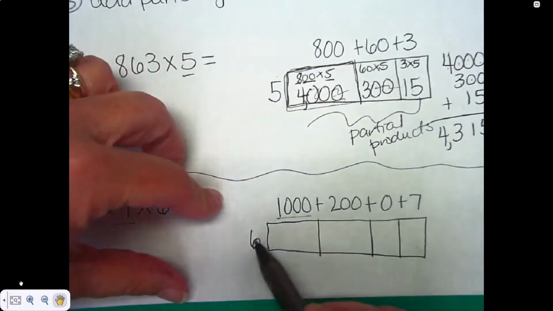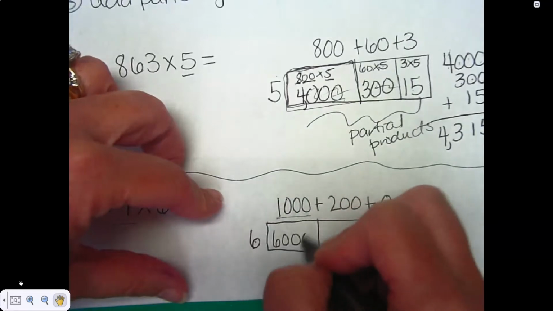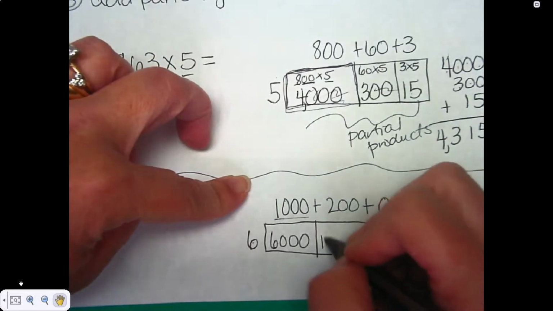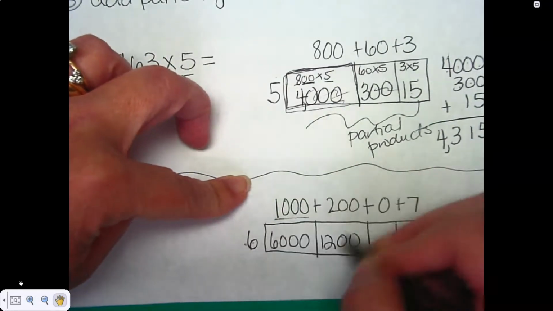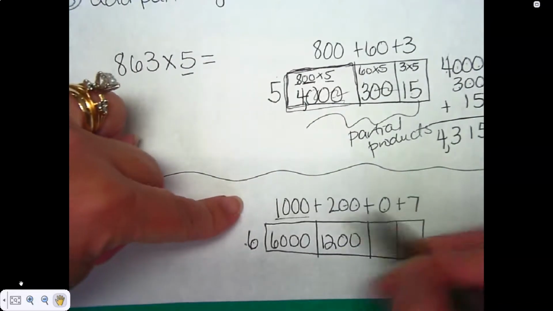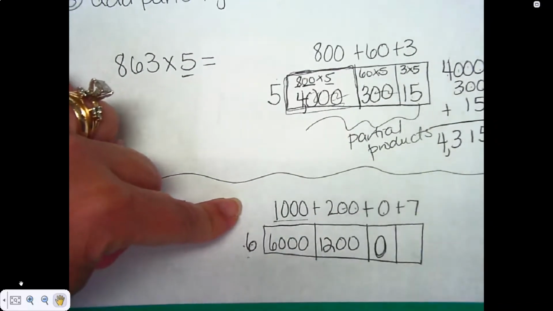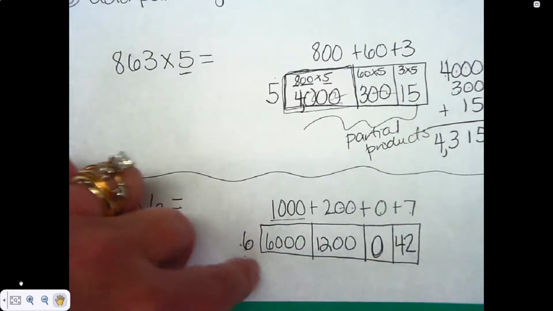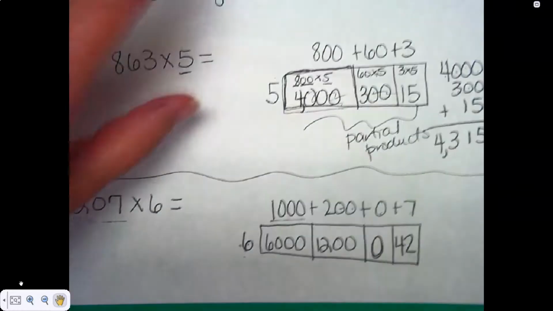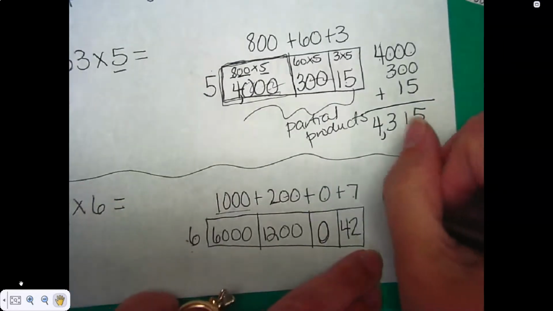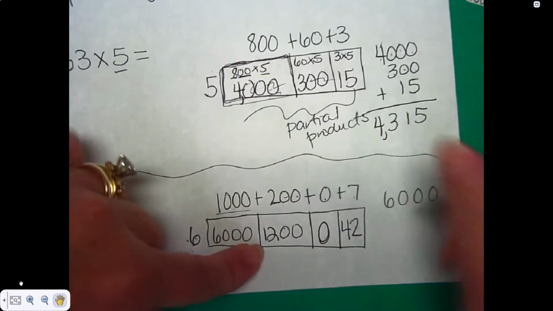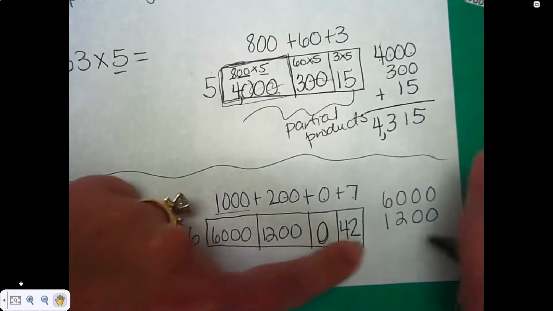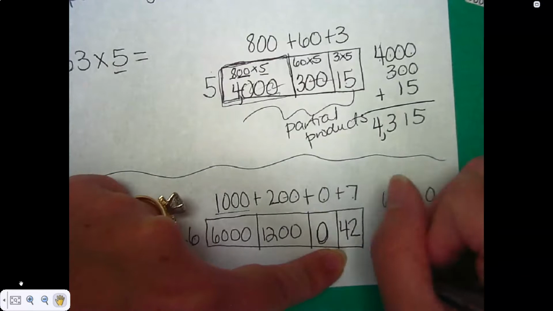So I know 1,000 times 6 makes this box worth 6,000. I know 200 times 6 makes that 1,200 because 2 times 6 is 12 and 2 zeros on the end. I know 0 times 6 is 0. And then I know 7 times 6 is 42. So each of these are my individual parts. Now I'm going to add those parts together. So I have 6,000. Then I have 1,200, making sure that's lined up. I don't have to add in the 0. And then 42, making sure that's lined up.